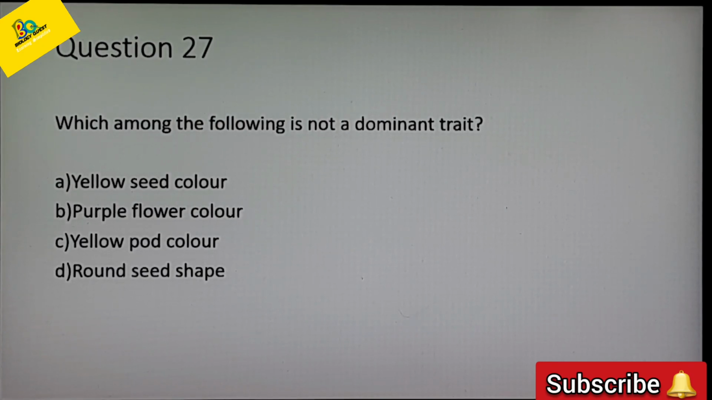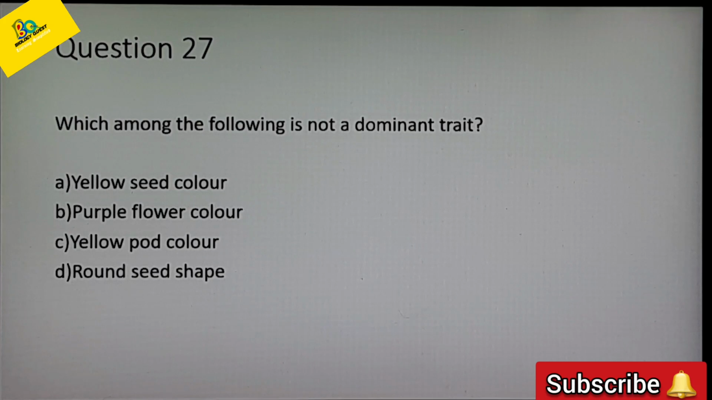So, which is the correct answer? Which among the following is not a dominant trait? Correct answer is option C, yellow pod color.